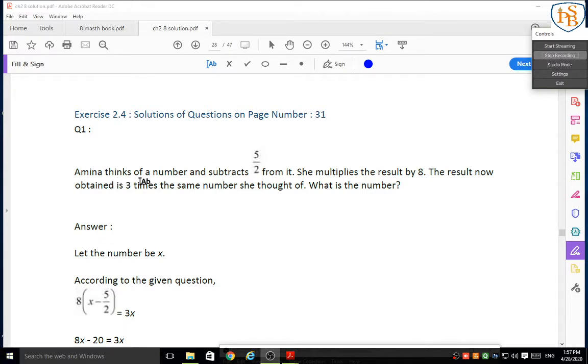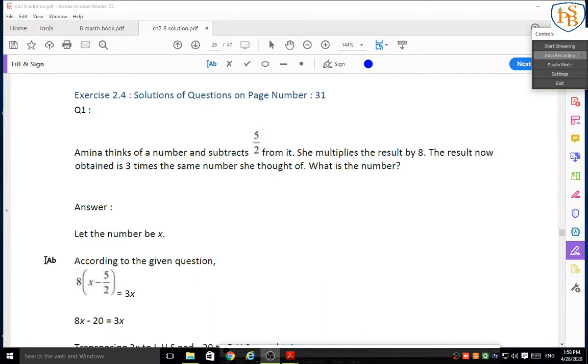Amina thinks of a number and subtracts 5/2 from it. Okay, there is a number. We don't know that number. Now we will read the whole sum. She multiplies the result by 8. The result now obtained is 3 times the same number she thought of. What is the number? Okay, they asked about the number, so let the number be x.